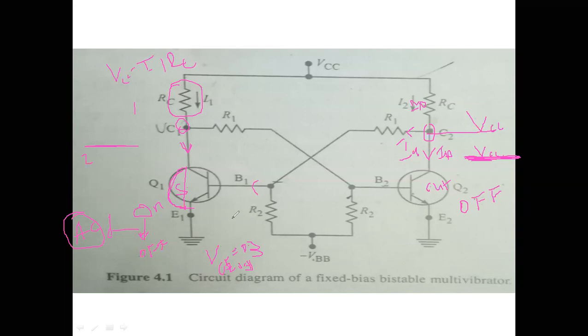And one more point you have to remember: since it is a fixed bias, we are applying a fixed biasing voltage. Minus VBB is nothing but the biasing voltage. This voltage you won't see in your self-biased circuit. In a self-biased circuit, you won't find the VBB voltage. Since it is a fixed bias, the biasing voltage VBB is applied here.